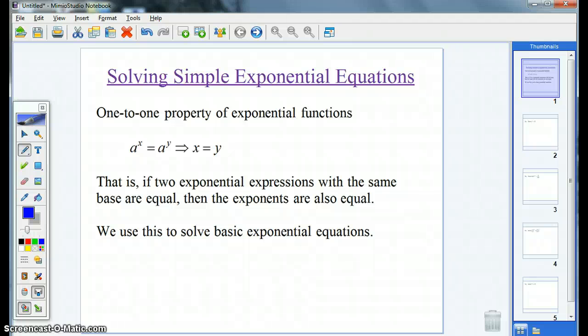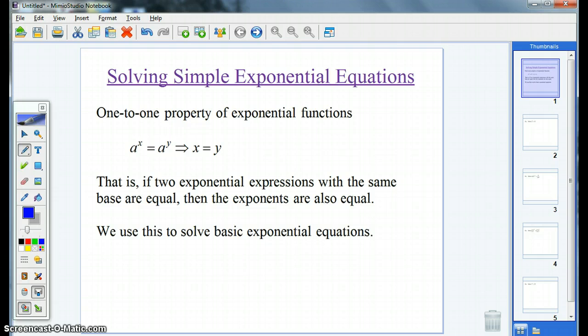Welcome to this video about solving simple exponential equations. To begin, we need to understand something called the one-to-one property of exponential functions, which says that if a to the x is equal to a to the y, then x equals y. A to the x equals a to the y implies that x is equal to y.